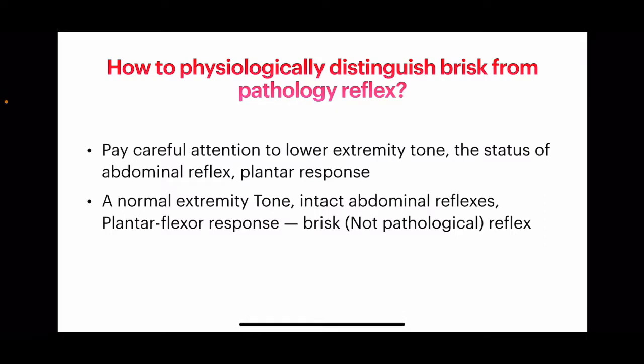So now how to clinically distinguish a brisk reflex from a pathological reflex, that is a grade 3 from a grade 4? These are the things you have to carefully note. One is the lower extremity tone. If it is hypertonic, it means there is some sort of spasticity. And the status of the superficial abdominal reflex: if the superficial abdominal reflex is absent, then again it means it is going to be a UMN kind of lesion.